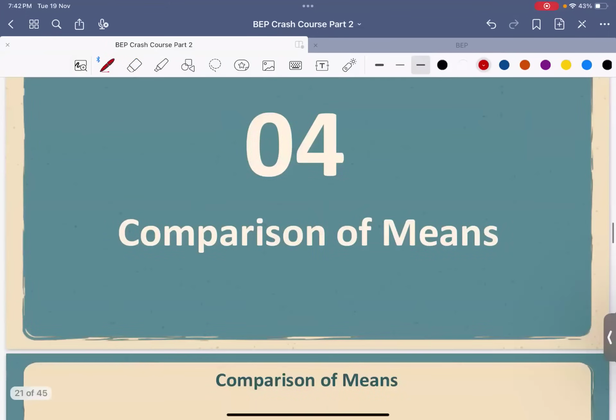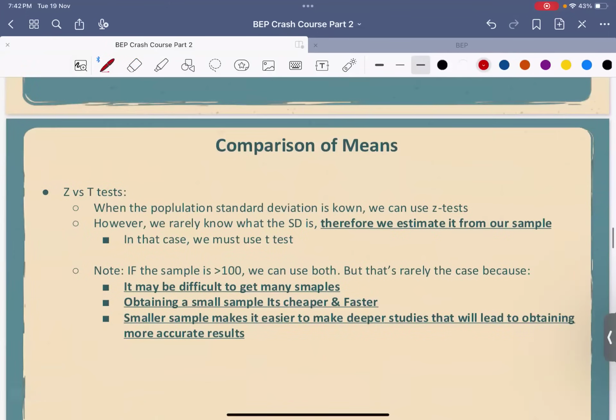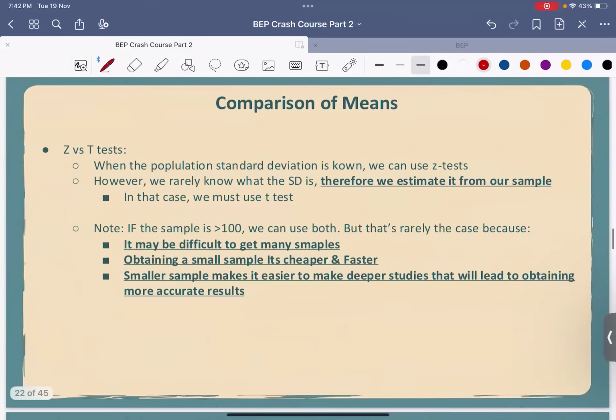Okay, so we're done with this lecture. Let's talk about comparison of the means. So in this lecture, the main theme is, you remember hypothesis testing, when we're seeing if the p-value is significant or not and stuff like that. What tests do we use in order to compare the means in the first place?